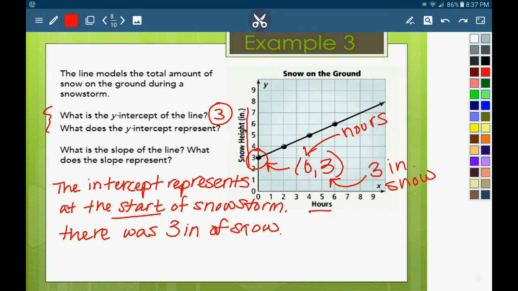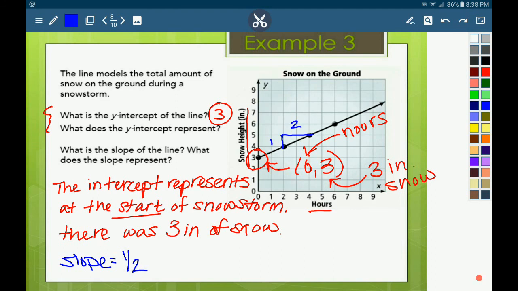So now let's take a look at the slope. Okay, the slope of this line, remember, is just the rise over the run. So I'm going to go from point to point and look at what my rise and my run is. So the triangle that I just highlighted has a rise of 1 and a run of 2. So the slope is equal to 1 over 2.